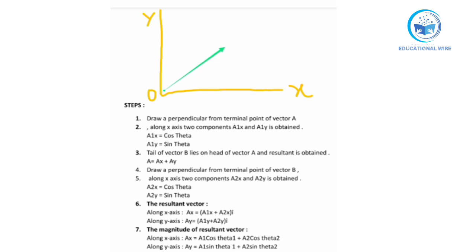This is our first one. Here we will use one rule, that is the head to tail rule, that in Urdu we say: पहले के सर पे दूसरे की दुम, or we can say: दूसरे की दुम पहले के सर पे. And in English we say that the tail of vector B lies on the head of vector A. So this is the vector B we are having.